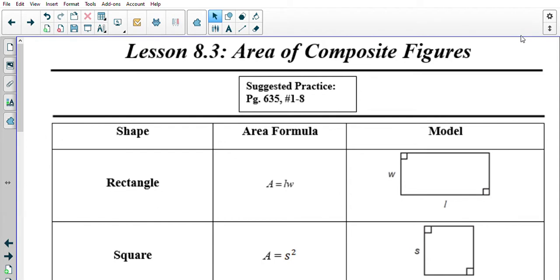Today's video comes from the lesson 8.3 guided notes on area of composite figures. This is going to be a pretty long video since there's a lot of topics here. We're going to start with area of just simple figures like rectangles, squares, parallelograms, triangles, and trapezoids. Then we're going to combine those figures together, plus we'll also see some area of the shaded region questions. So bear with me as we get through this video.